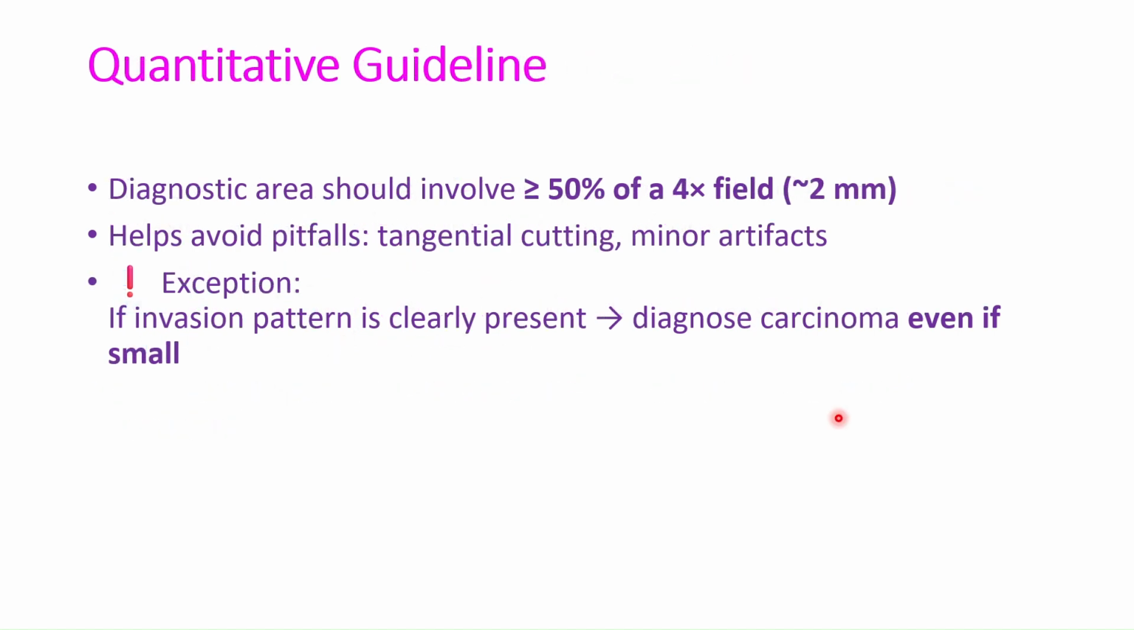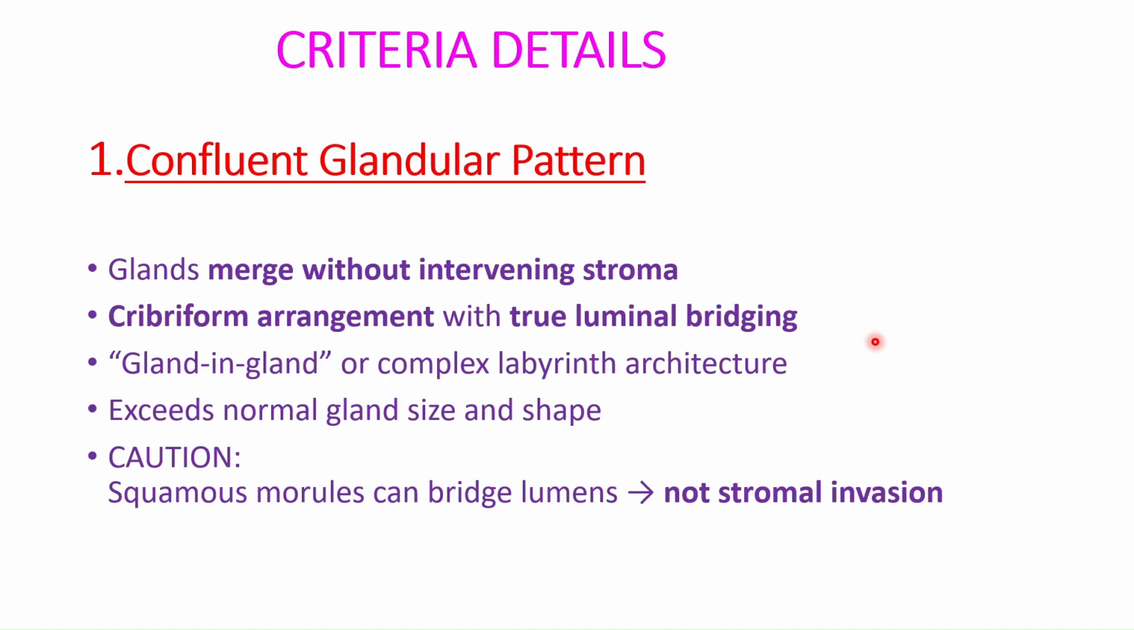Now, the quantitative guideline indicates that the diagnostic area should involve more than 50% of a scanner view or 4x field, which is equal to 2 mm of area. It helps avoid pitfalls like tangential cutting or minor artifacts. And the exception is that if an invasion pattern is clearly present, the diagnosis of carcinoma should be made even if the area is very small. So let's see all the criteria one by one.